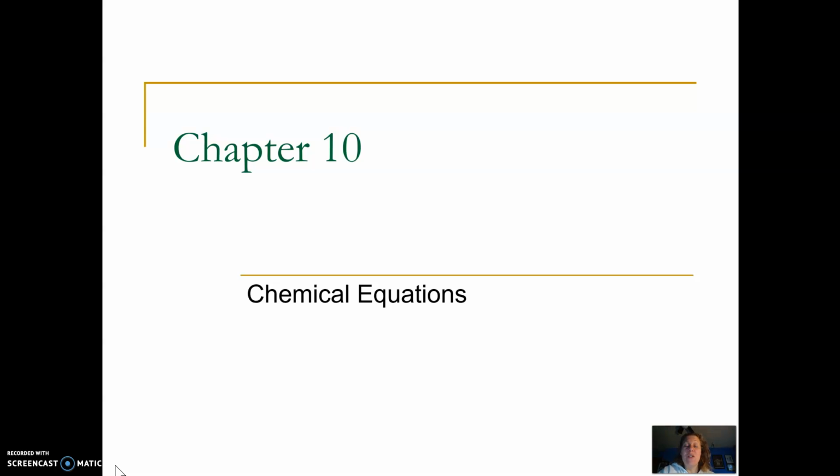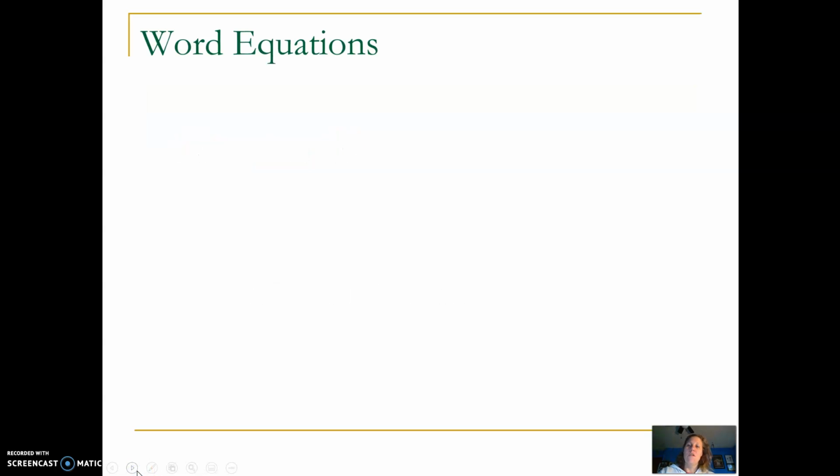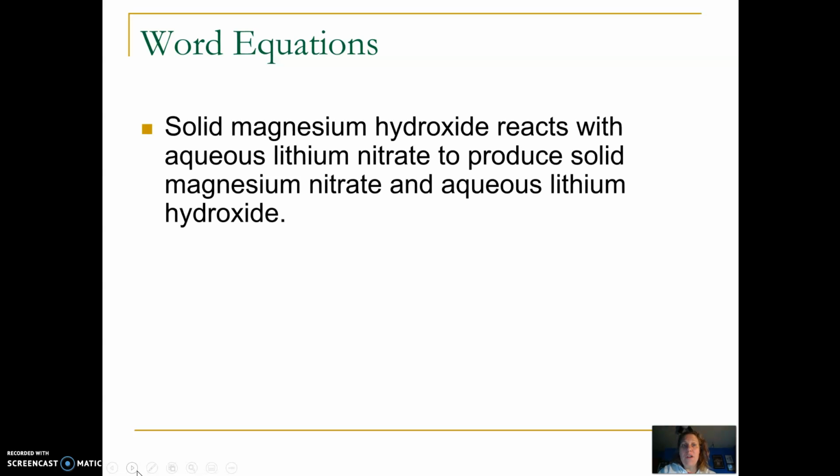Chemical reactions, but first we have to start with chemical equations. So first off, chemical equations. First off, we're going to go with word equations. Equations, like to tell you what you're actually reacting, could be really long like this. Solid magnesium hydroxide reacts with aqueous lithium nitrate to produce solid magnesium nitrate and aqueous lithium hydroxide.